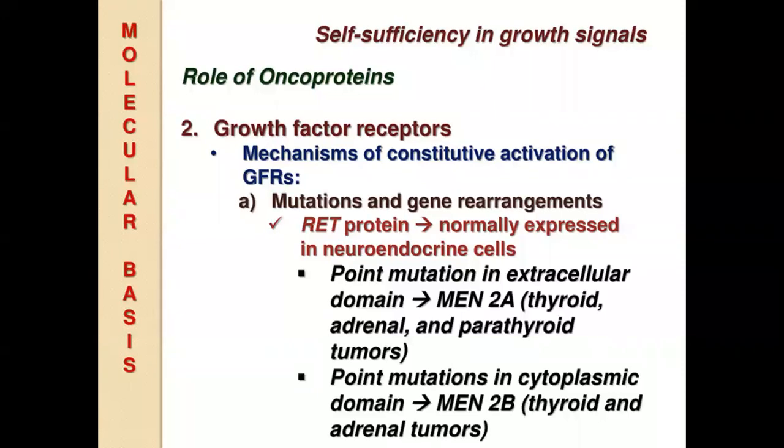There is a point mutation in the extracellular domain, the MEN2A. What does MEN mean? MEN is multiple endocrine neoplasia. Multiple endocrine neoplasia type 2A is seen in thyroid, adrenal, and parathyroid tumors. And another point mutation in the cytoplasmic domain occurs in MEN2B, multiple endocrine neoplasia type 2B, seen in thyroid and adrenal tumors. And these are most commonly seen in autosomal dominant syndromes.